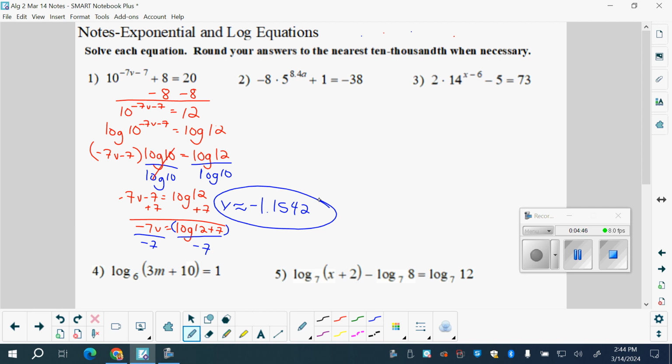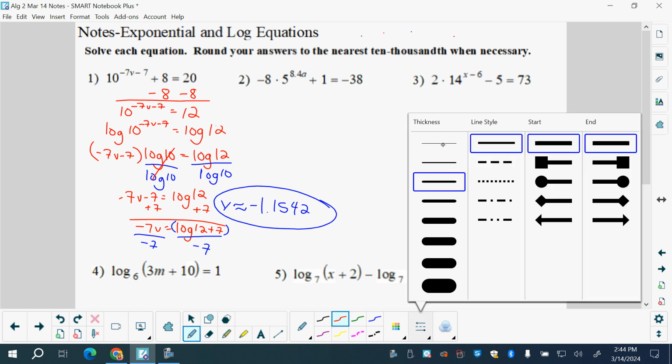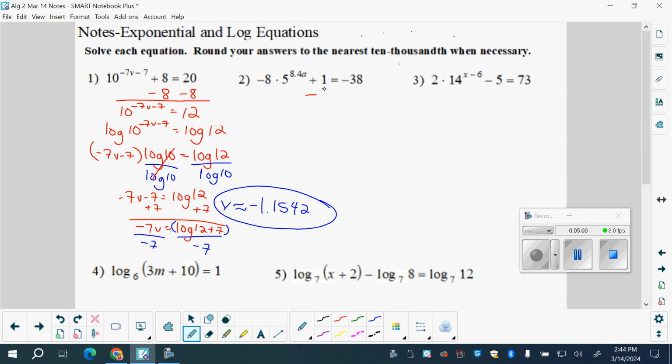Okay, what do we do first on number 2? Subtract 1. So 5 times 8.4a equals negative 39. What next? Oops, negative 8 times that. Pay attention to this. It's a really common mistake on this one. This next step, what's the next step?